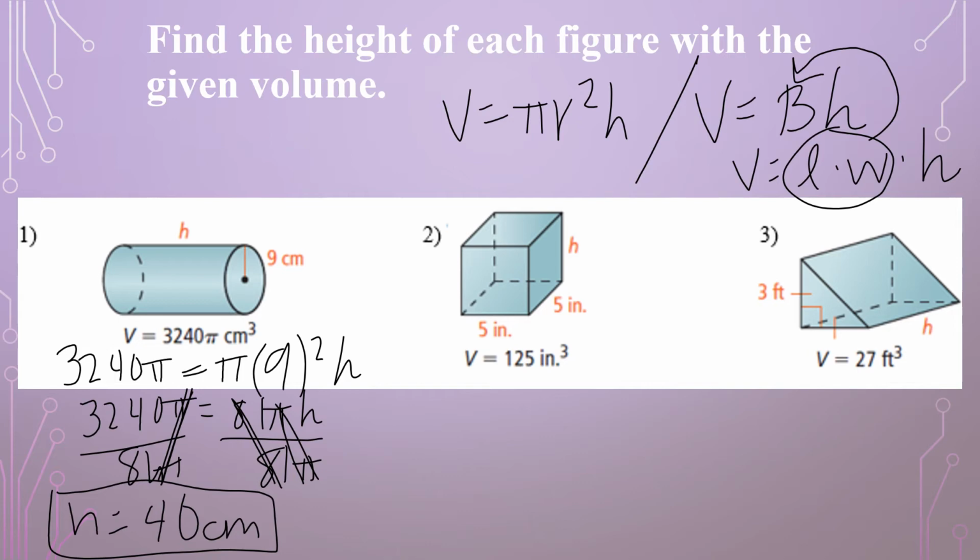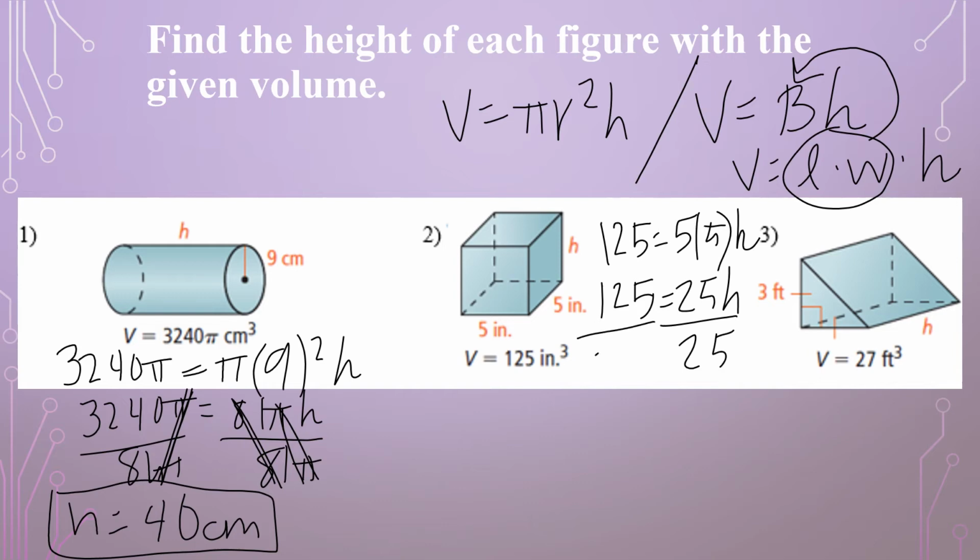So again, I'm just going to plug in 125 for V. I know that my length is 5. I know that my width is 5, and I'm looking for the height. So 5 times 5 is 25, and then you need to divide both sides by 25 to get your final answer, which would be the height is 5 inches. So this does happen to be a cube.